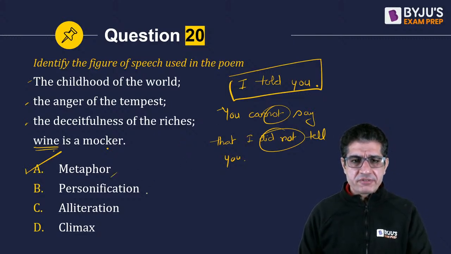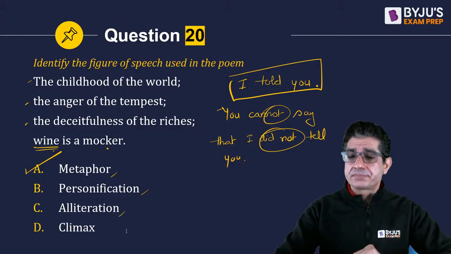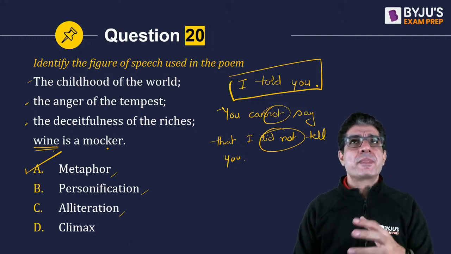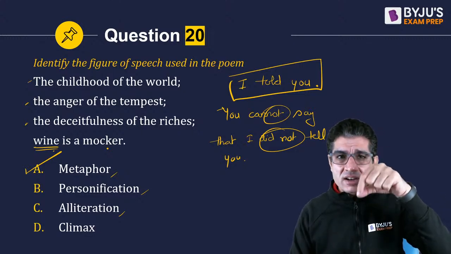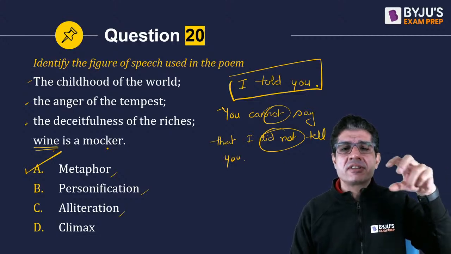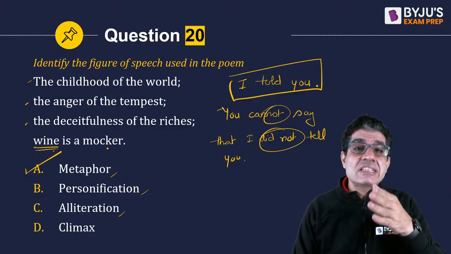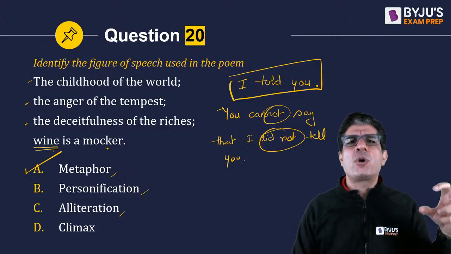Okay, then we know metaphor, you know personification, we've talked about alliteration. What is climax? Climax is a figure of speech in which successive words, so let's say you have these words that come one after another, or phrases that come one after the other, clauses that come after the other. They are arranged in an increasing order of significance, increasing order of importance.